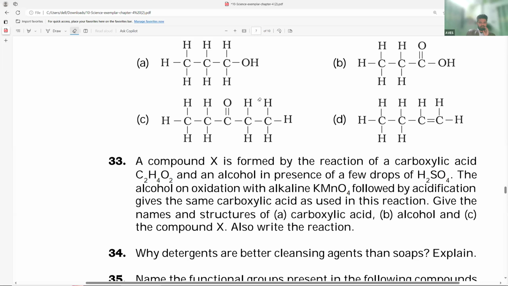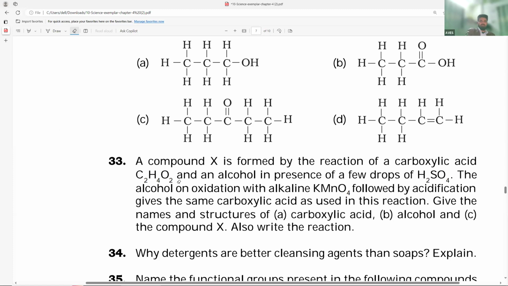Do question number 33. Okay, sir. Done, sir. Okay, tell me what is A? So carboxylic acid, ethanoic acid. Okay. B. Alcohol, ethanol, and compound X is ethyl ethanoate, or ester. Okay.